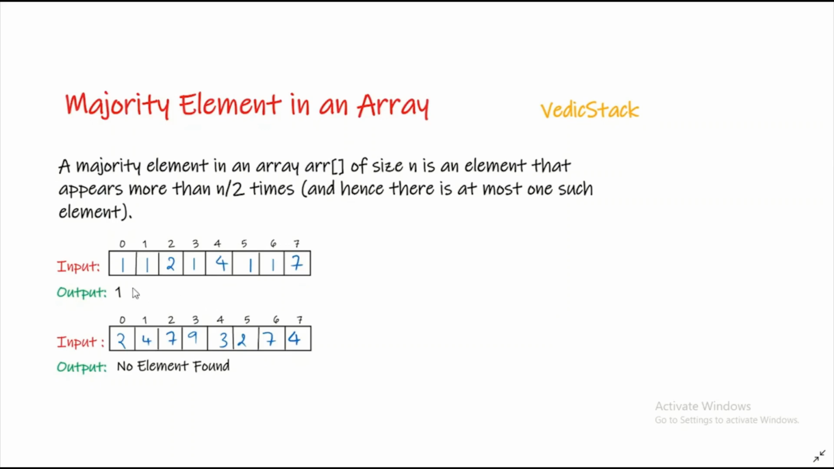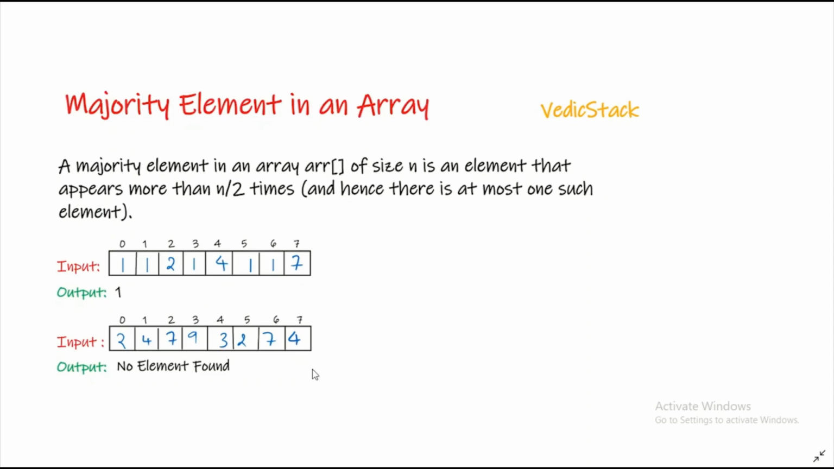So if you look here, 1 is present 1, 2, 3, 4 and 5 times, which is greater than 4. So the output is 1. In the second example, 2, 4, 7, 9, 3 are the distinct elements. So if you calculate, 2 is present 2 times, 4 is present 2 times, 7 is present 2 times, and 9 and 3 have only one occurrence. So none of them are greater than 4, therefore no element is found.